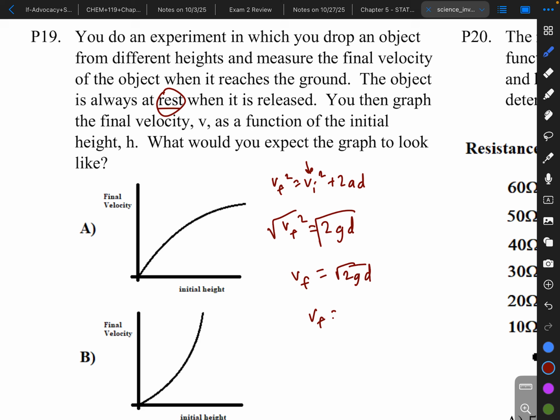So we can actually group square root of 2g as its own thing and square root of d as its own thing. And this becomes some constant. Let's just call that k. So you get final velocity equals k times the square root of d.